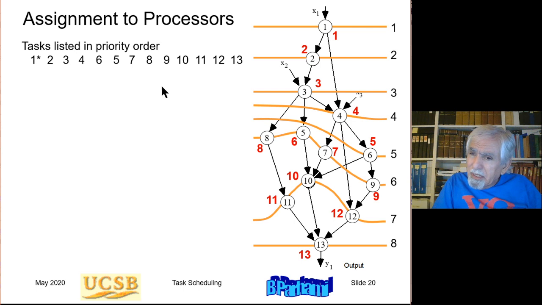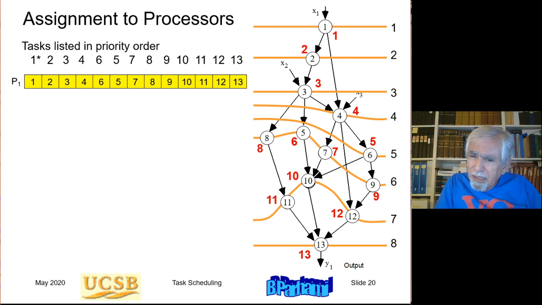And then I execute the tasks in order of their priorities whenever they are executable. So at the very beginning, only task 1 is executable because none of the others have their prerequisites met. So that's indicated by putting an asterisk next to the number. So I execute 1, then 2, then 3. So on a single processor, I need 13 time units to execute all 13 tasks, which is sort of obvious. I have 13 things to do. Each of them takes a unit time, and therefore I spend 13 time units.